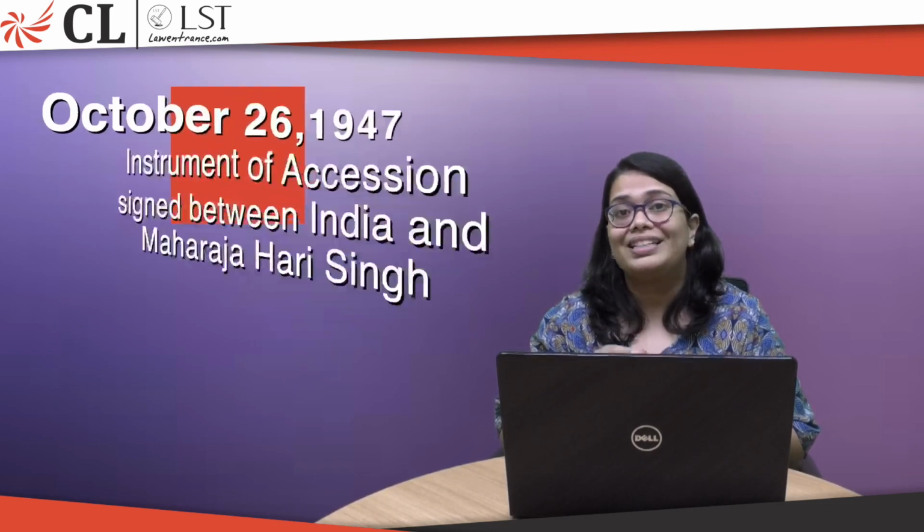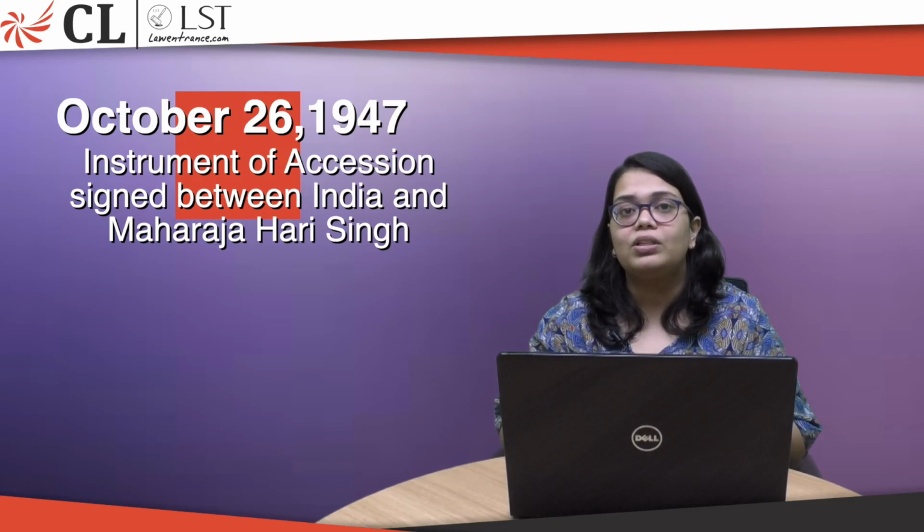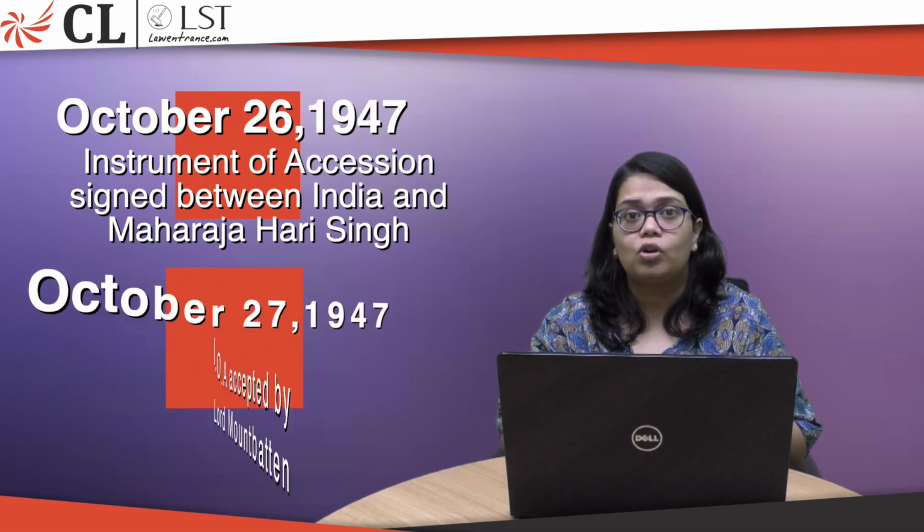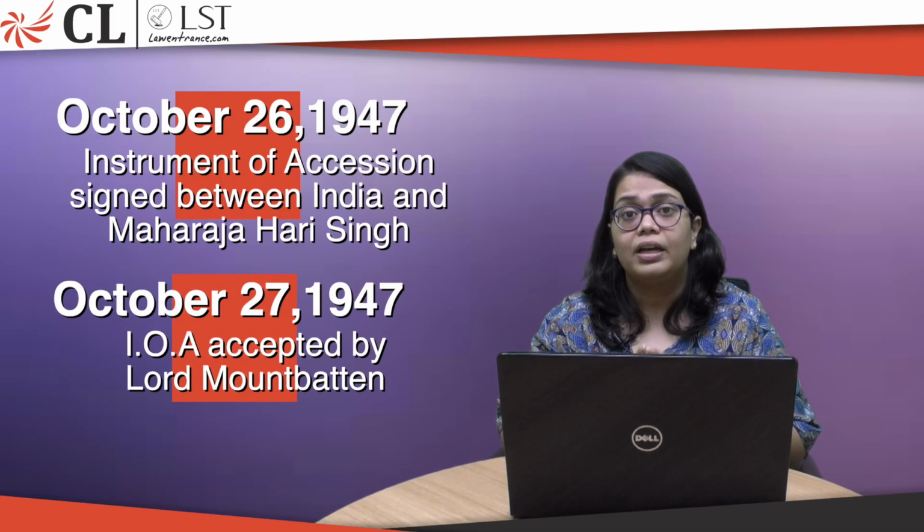This is how the instrument of accession was signed between India and Maharaja Hari Singh, which was done on the date of October 26, 1947, and the same was accepted by Lord Mountbatten on October 27, 1947.